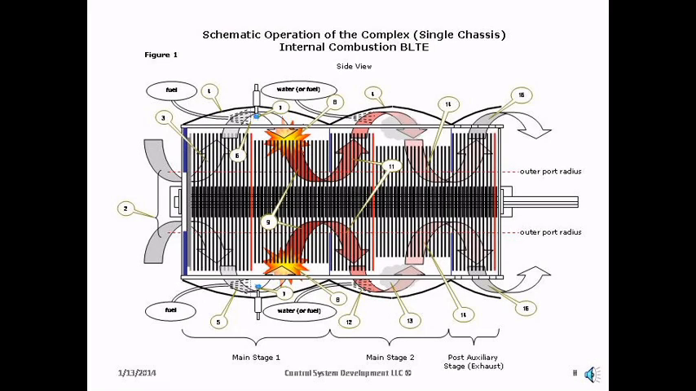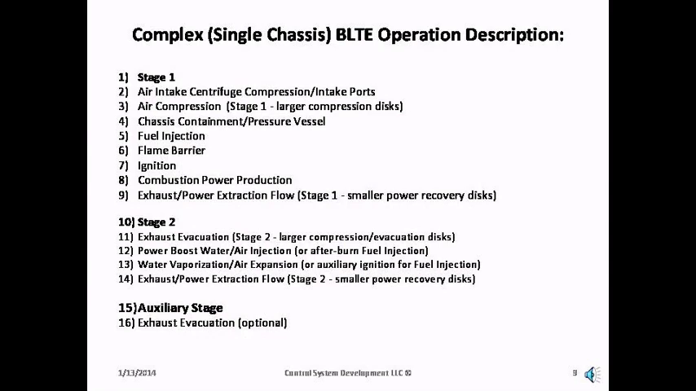This slide demonstrates the schematic of a single chassis ICBLTE. This drawing is not to scale, but is meant to demonstrate the working fluid flow through the engine. The working fluid flow follows a path of least resistance due to the configuration of the differentially sized discs. This slide describes the enumerated operations of the ICBLTE shown in the previous slide.